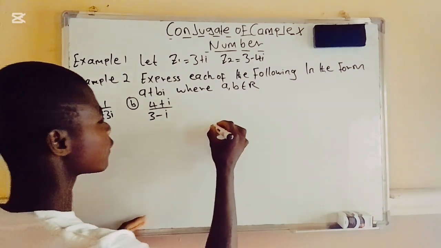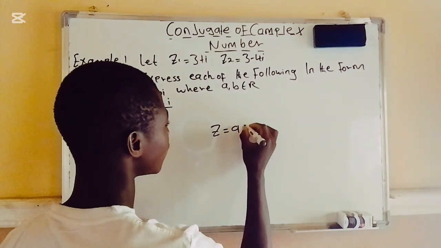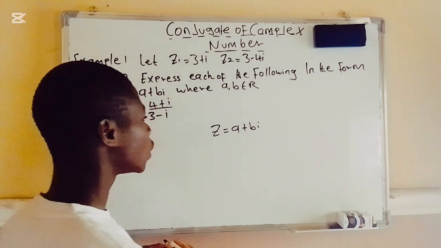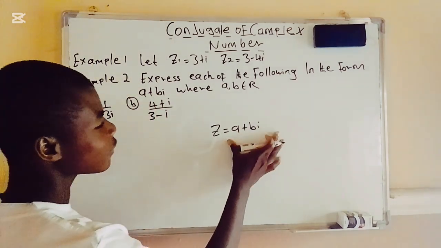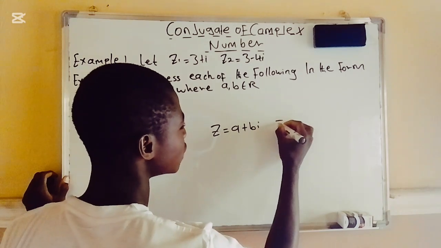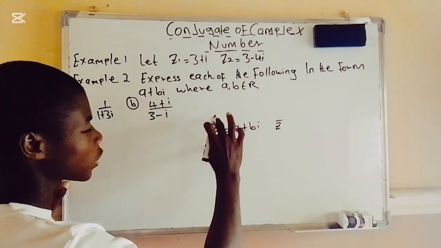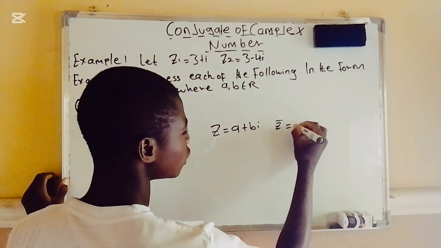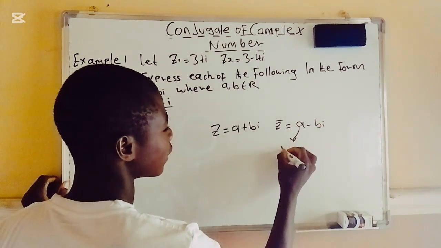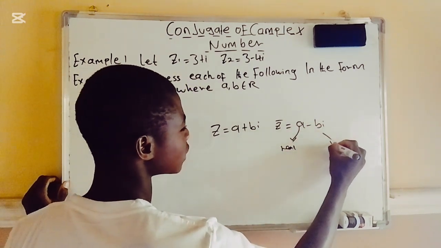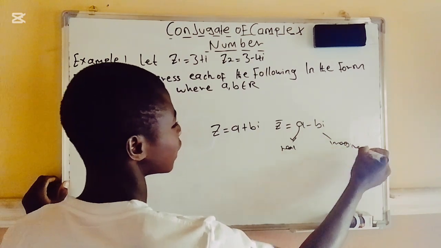So first, if z equals a plus bi, what will be the conjugate of this complex number? The conjugate of a plus bi, this is the sign of the conjugate of the value of z, will be equal to a minus bi. This is the real part and this is the imaginary part.